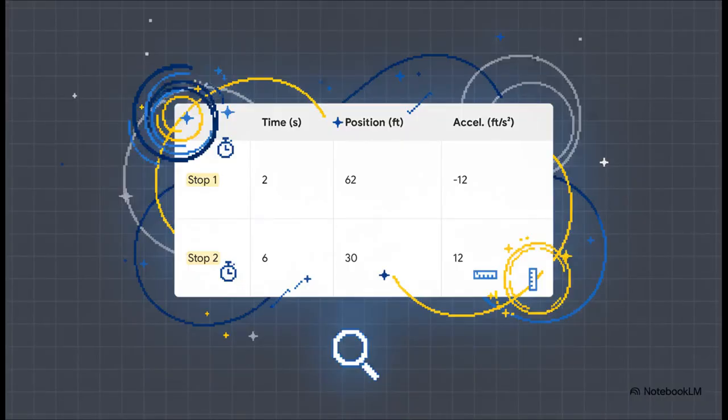So let's lay out all the evidence. Case closed. Here is the final report, all in one place. We found that the particle stops first at 2 seconds, located at 62 feet, while accelerating at negative 12 feet per second squared. It stops a second time at 6 seconds, this time at the 30-foot mark, while accelerating at a positive 12. Every piece of the puzzle fits.